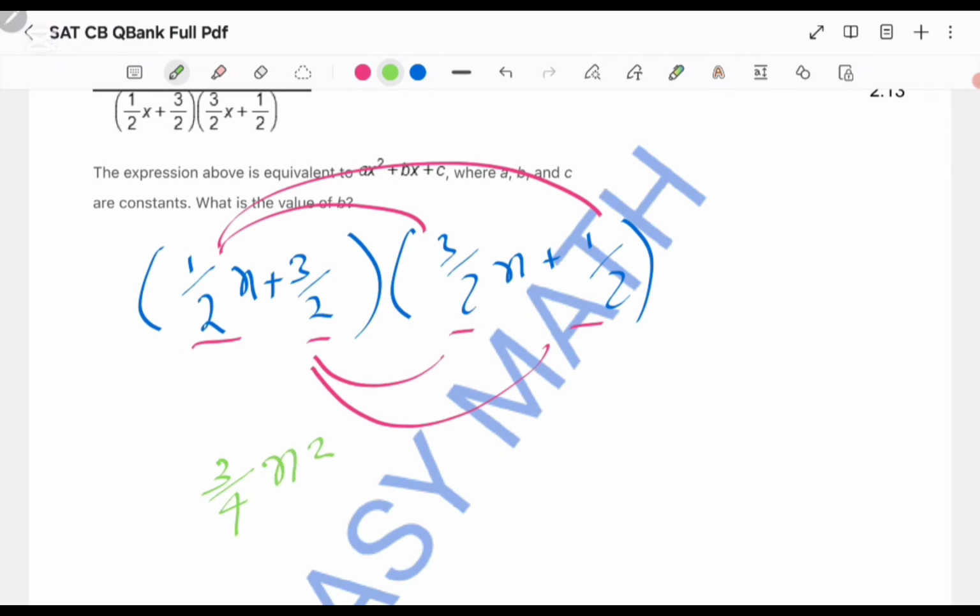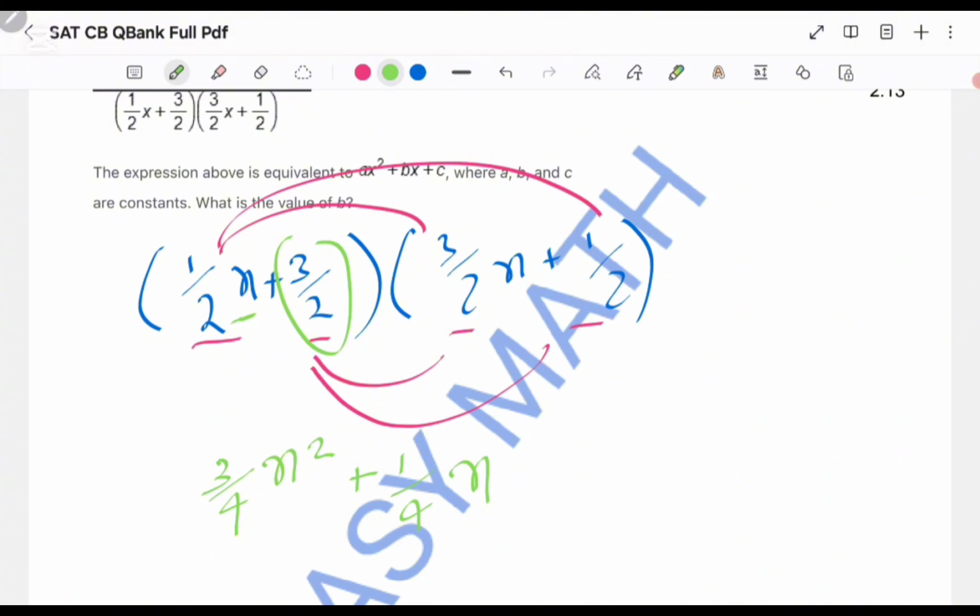Then we're going to have the half x multiply by the half. So if you multiply half by half, you're going to get 1 over 4. So we're going to have plus 1 over 4, and there's only one x, so plus 1 over 4x. Now let's go with this one.